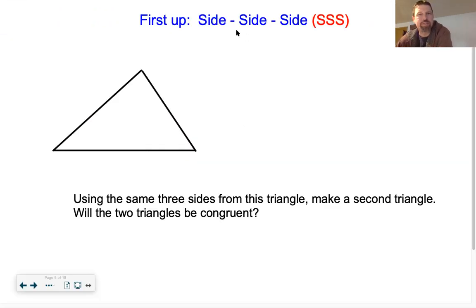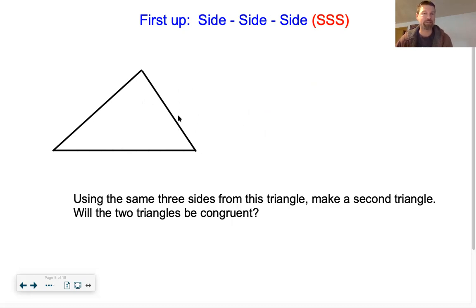Okay. First up is side, side, side. Side, side, side means I have 2 triangles that have all 3 sides congruent. The question is, would that make the triangles congruent, or could I have 2 triangles that have the same sides but different angles? So to find out, I'm going to take this triangle here, and I'm going to use its 3 sides to make another triangle.